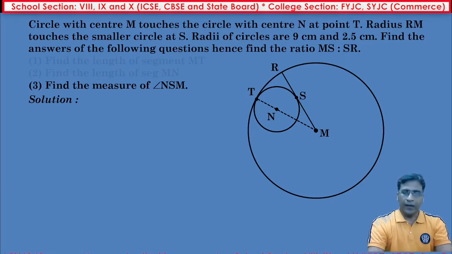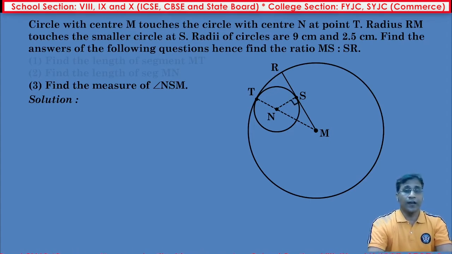Sir, how do we get NSM? Of course we can. First of all, observe: N is the center of the smaller circle and S is the point of contact of the segment RM for the smaller circle. Now here, if you observe carefully, when I join NS, I get angle NSM, which has to be 90 degrees.